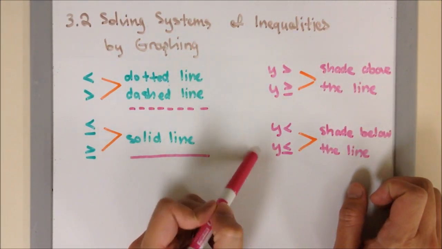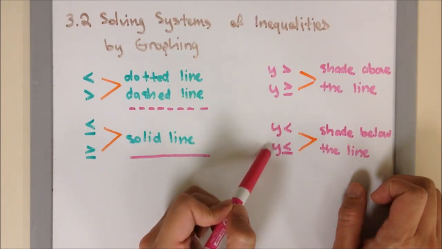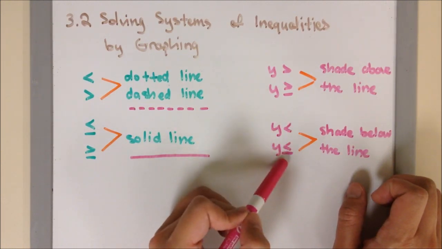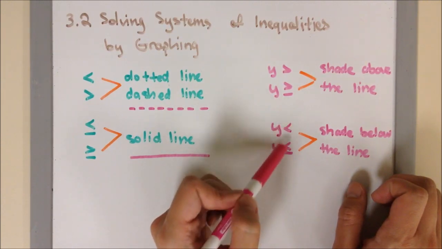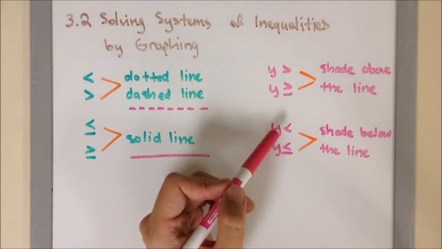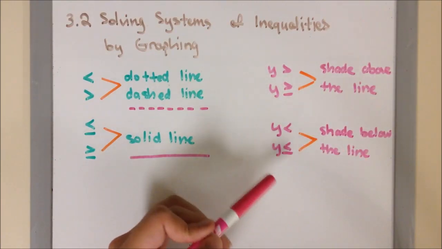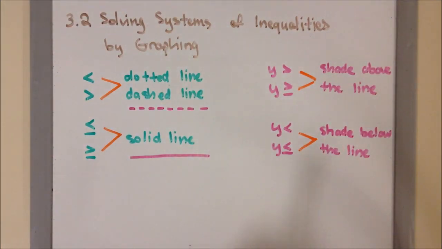Now here, in the second set, this is y less than, and the other one is y less than or equal to. When the inequality sign is facing away or open from the y, that means you're going to shade below the line. So you're going to shade underneath the line, or below the line.